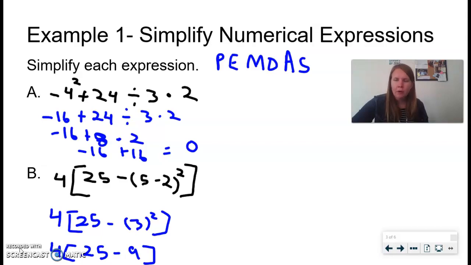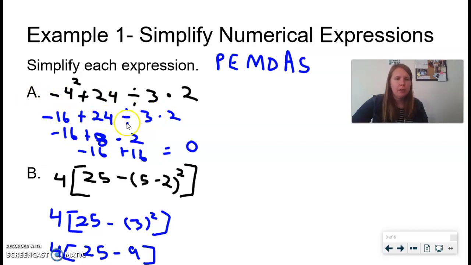And I want to go through your answers or your solutions now so that we can continue on. So A, as I said, your first step is parentheses. There were no parentheses. So your first part to do is then that exponent, which I did there, and just continued writing it up. From there, then I did my division.